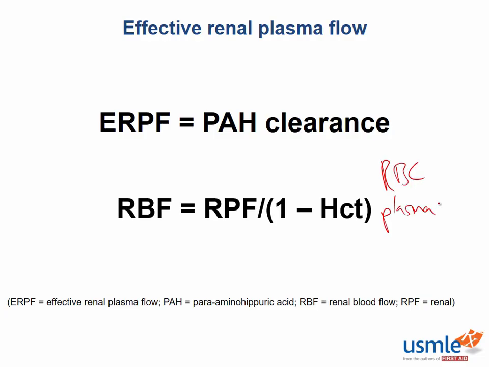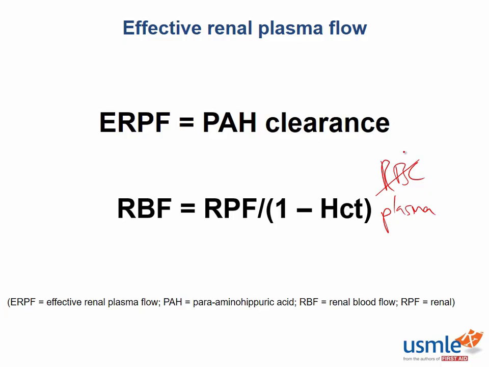Hematocrit is defined as the percent of volume taken up by red blood cells. So this means that 1 minus hematocrit represents the percent of volume taken up by plasma, because we're subtracting the red blood cells. Dividing renal plasma flow by 1 minus hematocrit allows us to calculate the total renal blood flow, including both plasma and cell volume. Clinically, it's important to note that ERPF underestimates the true renal plasma flow by about 10%.